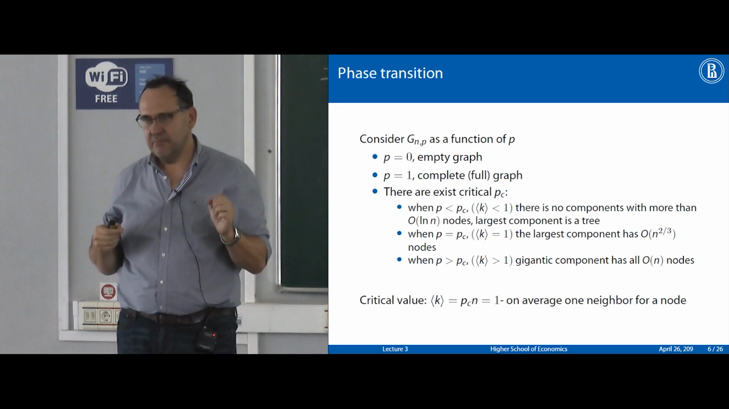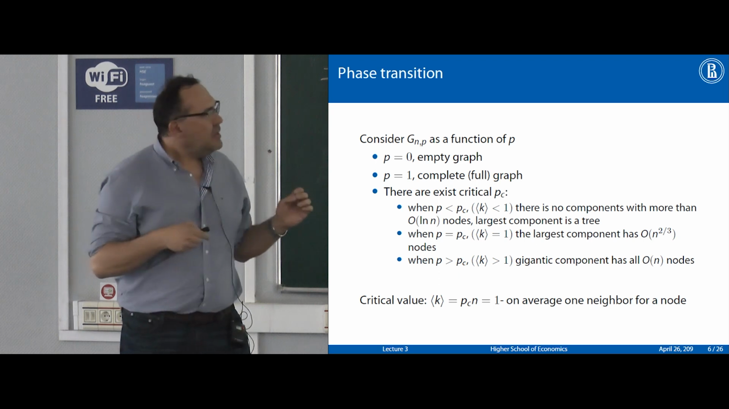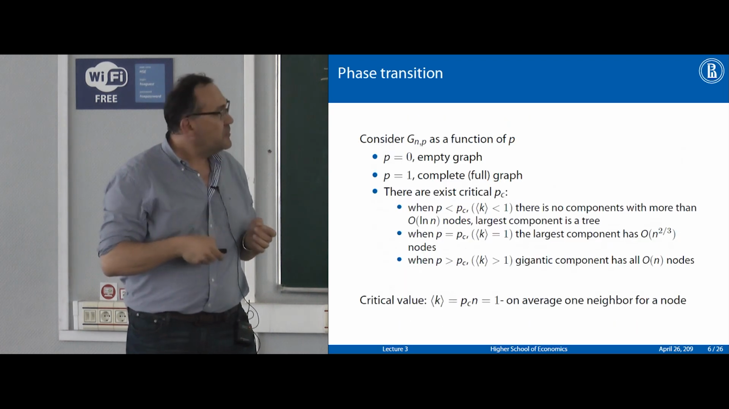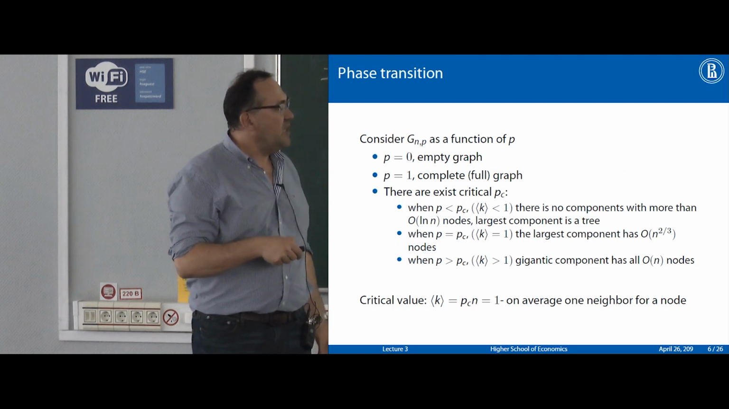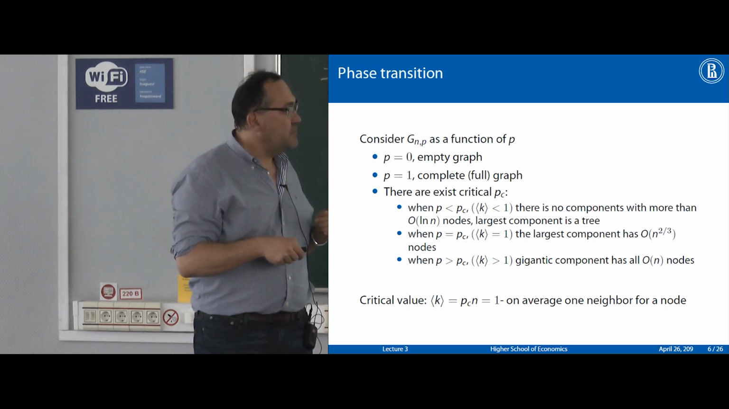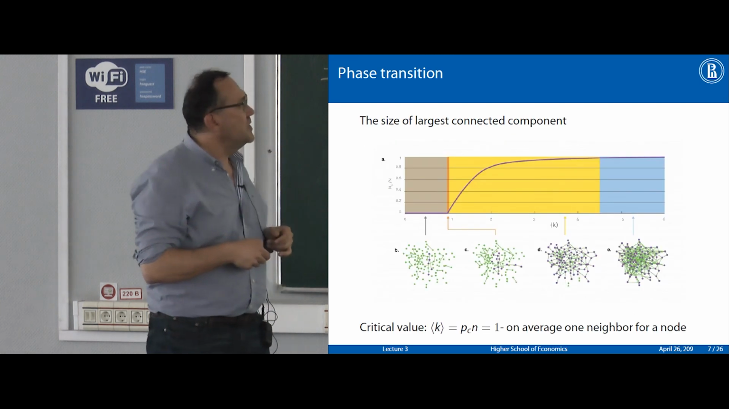See that? Okay. And so there is this critical value, which is average node degree equal to 1, and that's when this phase transition happens.